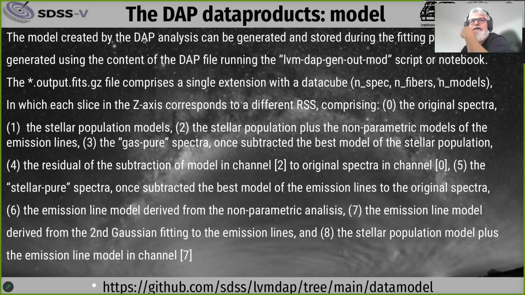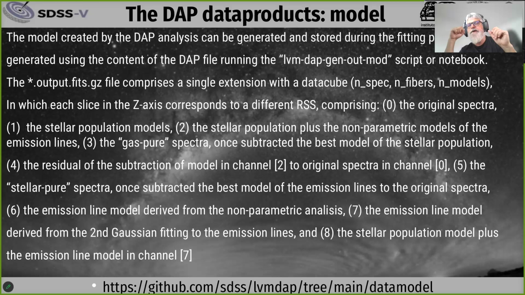It basically has the format of a cube, in which you have, in the Z, you have X and Y. X is the wavelength range, Y is each of these models, and Z corresponds to each of the analyzed spectra. So for each analyzed spectrum, you have a slice that contains the following information.